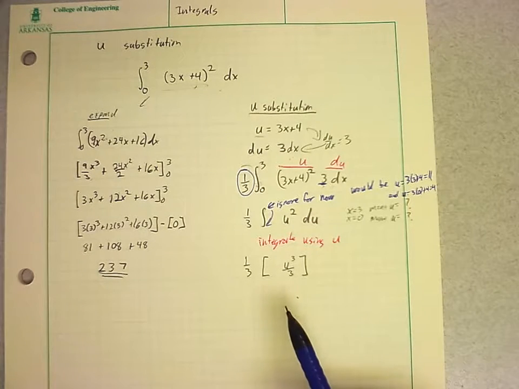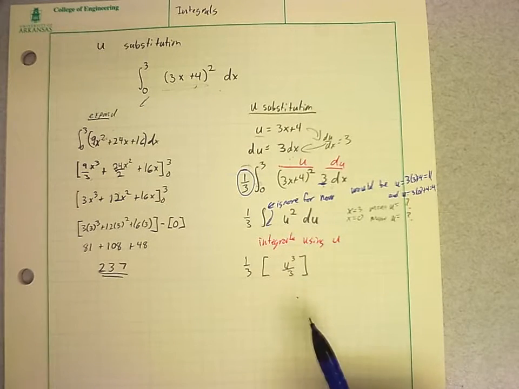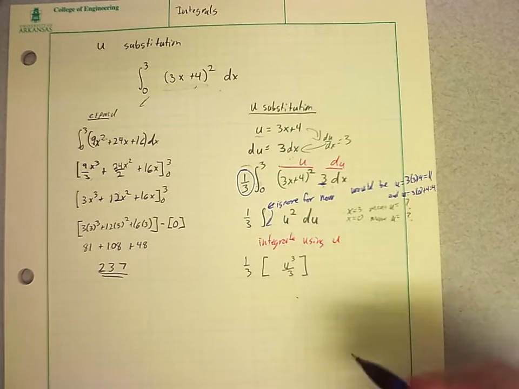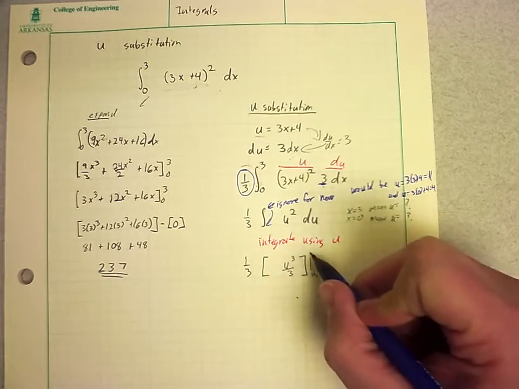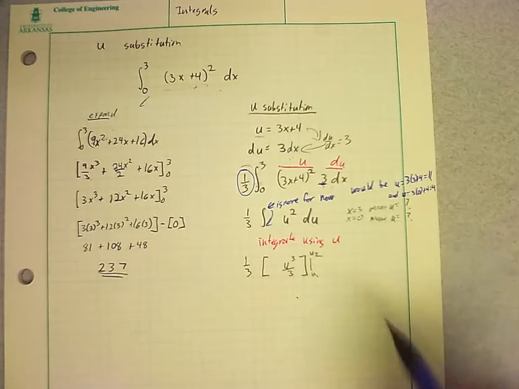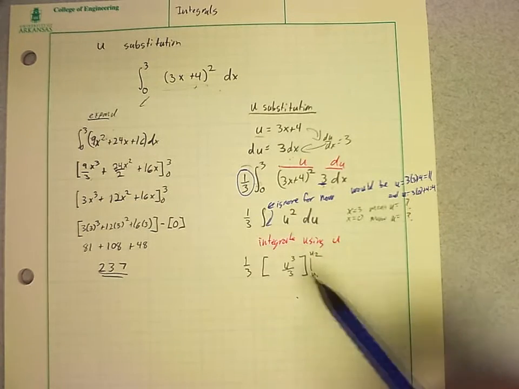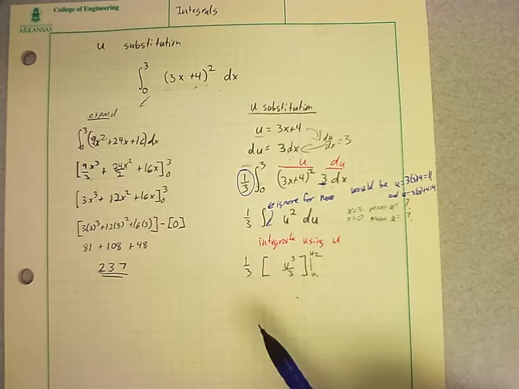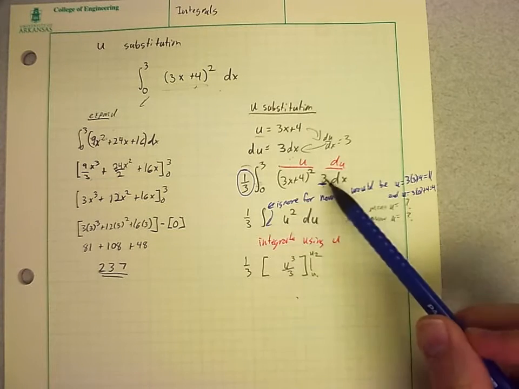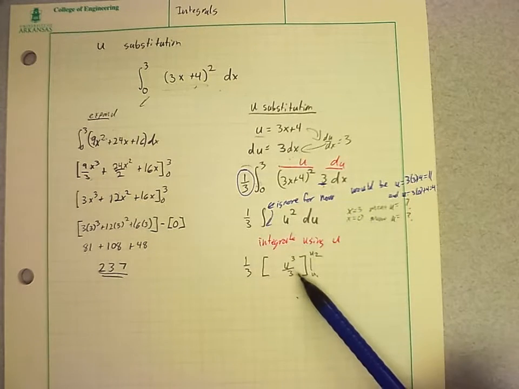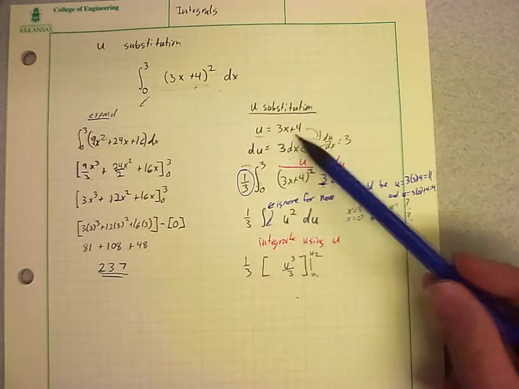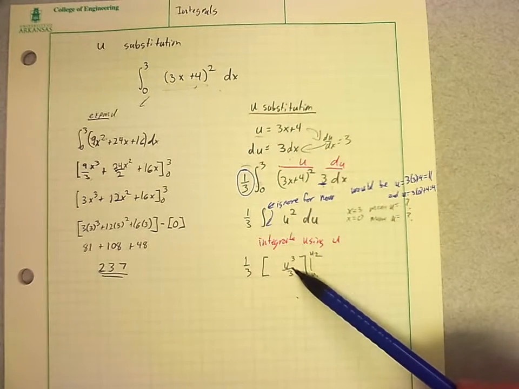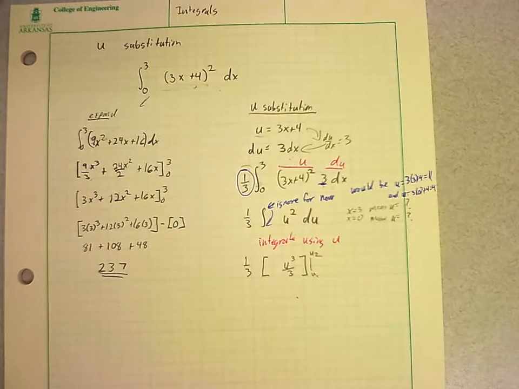So now, this would really be from u1 to u2. Like I said, we found out that those were 4 and 11, but for now I don't want to really deal with that. Then I want to retranslate that back into my x terms by substituting backwards, by substituting my expression for u back into this place.